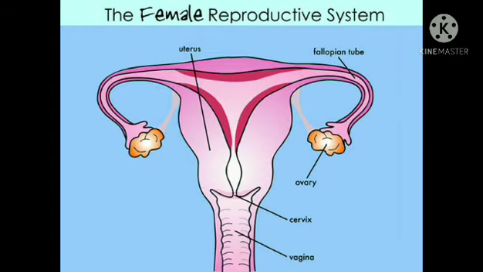And the last part of the female reproductive system is the vagina. It is a muscular tube about 7.5 to 10 centimeter long, and it provides passage for menstrual flow, as well as serving as a birth canal at the time of delivery.